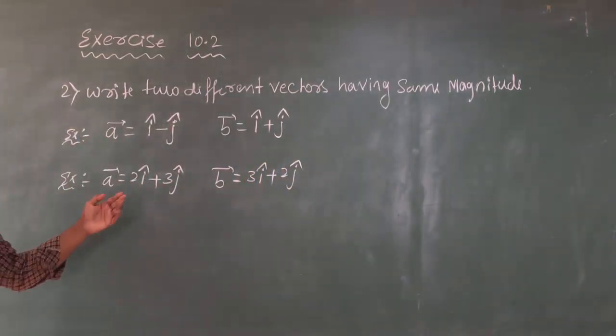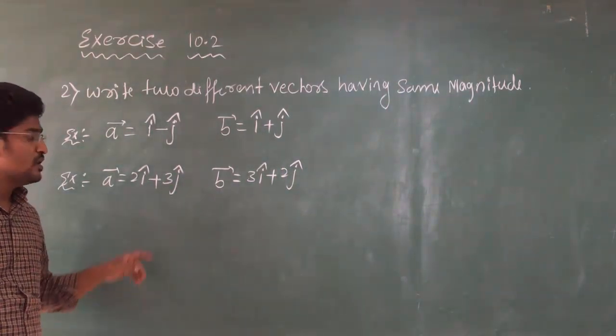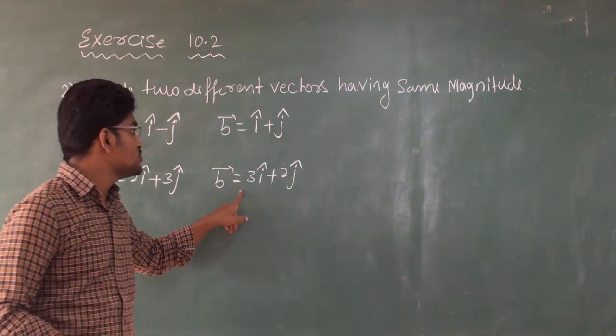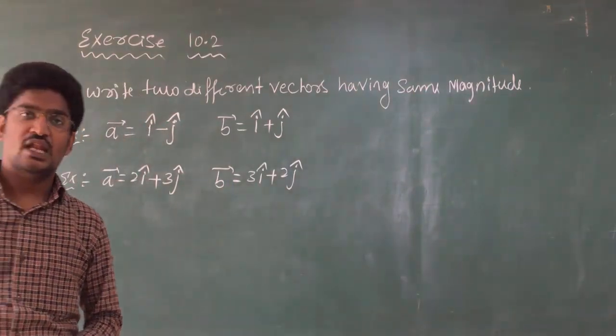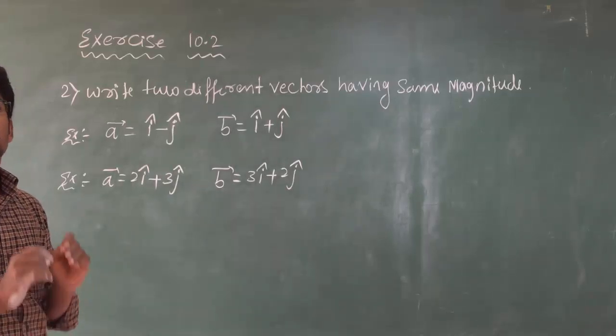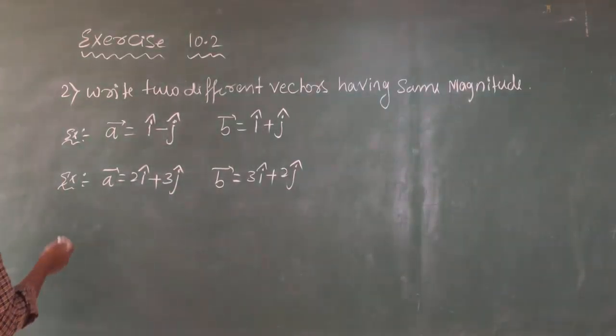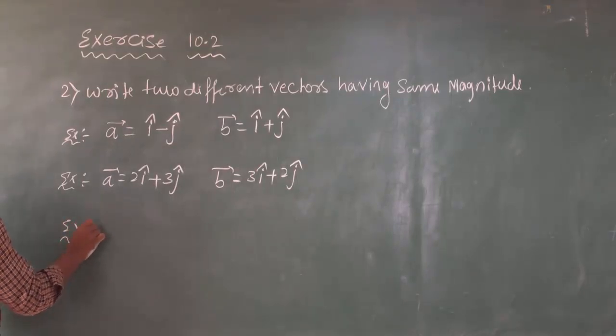See, magnitude here is 2 square is 4, 3 square is 9, 9 plus 4 is 13, root 13. Here also magnitude is root 13. Clear? They are different vectors, but magnitude is same. Try to write this type of examples.